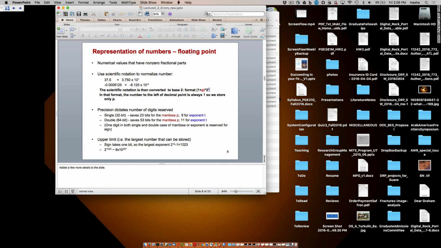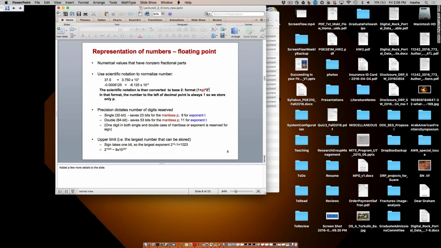And if you're in double precision, then you're going to do 53 bits for mantissa. One of them is sign, the rest is the magnitude, and 11 for exponent. Again, one of these exponent bits is going to be sign of the exponent, and the rest will be magnitude. Okay? So basically, we went through how the upper limit is roughly 10 to the 307 or 308 in terms of the largest number you can represent.